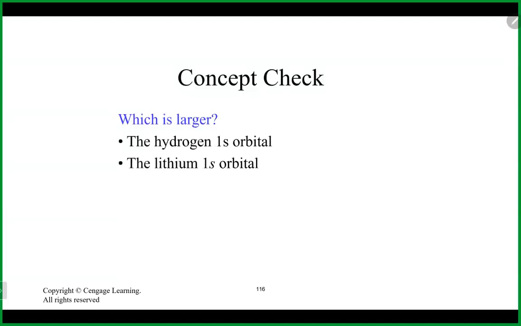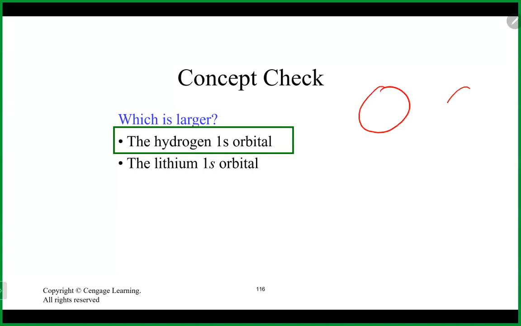All right, which one is larger, the hydrogen 1s orbital or the lithium 1s orbital? So why don't you take a moment and think about it. In this case, it's going to actually be the hydrogen 1s orbital. Now you may be saying they're both 1s orbitals, so shouldn't they be the same? The difference is what we have in the nucleus, right? If we have hydrogen versus lithium, lithium has a +3, hydrogen has a +1, right?